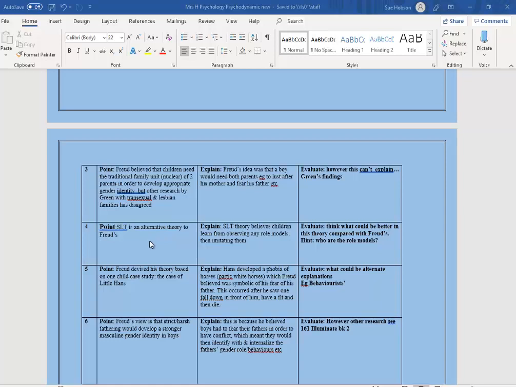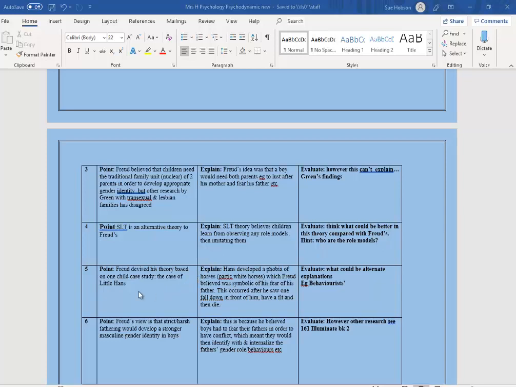Point 4, SLT, social learning theory, is an alternative because SLT, as you know, believes that children learn from observing any role model and then imitating them. So you can pause the video here and have a little think about this. But the point here is that with SLT, anyone can be the role model. It doesn't have to be the same sex parent, and that really is much more applicable, we would say, to today's society.